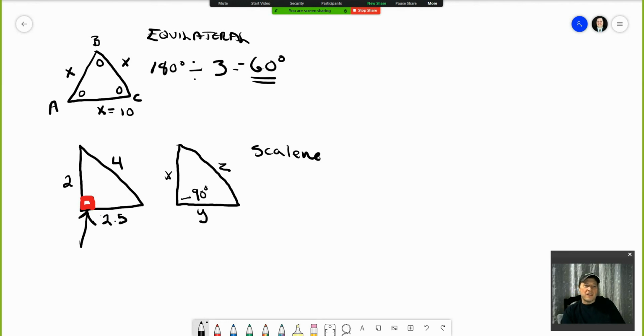Doesn't matter if these sides are all different lengths, and it doesn't matter if these 3 angles are different angles. If it has this symbol, it is a right angle triangle. So just keep that in mind. Right angle symbol overrules it being any other type of triangle.